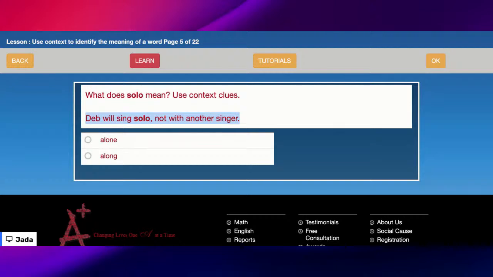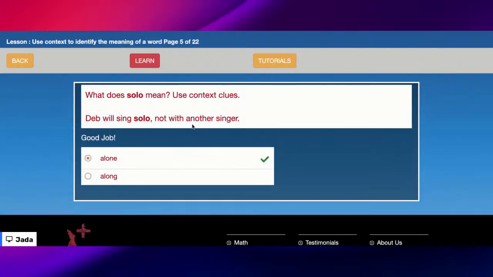Okay. Deb will sing solo, not with another singer. Yeah, this says that's easy, alone. Exactly. So if she's singing solo, she's singing alone. Okay, not with someone else. Only her. Okay, good.